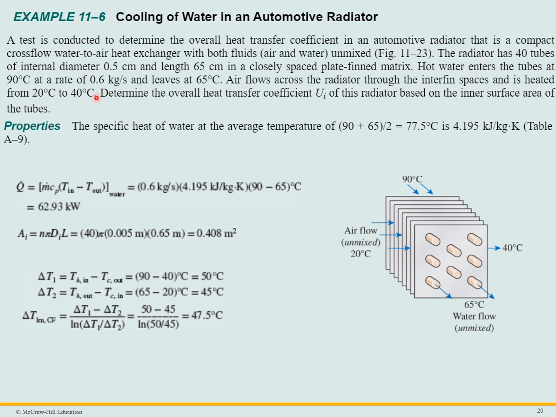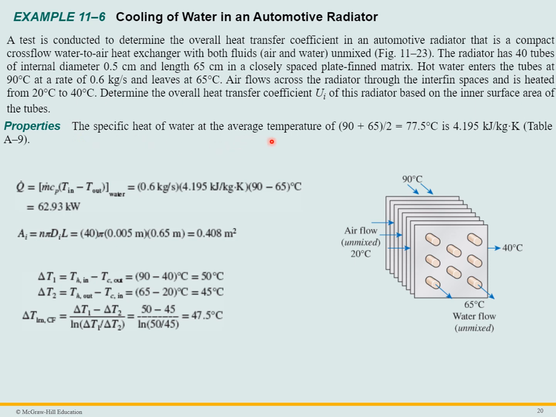The radiator has 40 tubes of inner diameter 0.5 centimeters and length 65 centimeters, and the closely spaced fin matrix. Hot water enters the tubes at 90 degrees C at a rate of 0.6 kilograms per second and leaves at 65 degrees C. Air flows across the radiator through the inner fin spaces and is heated from 20 degrees C to 40 degrees C, shown here. Determine the overall heat transfer coefficient U of this radiator based on the inner surface area of the tubes.